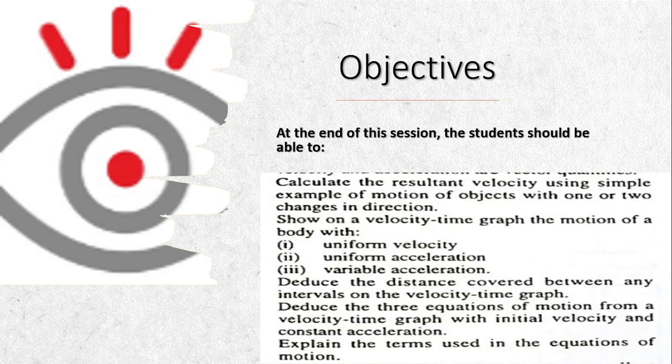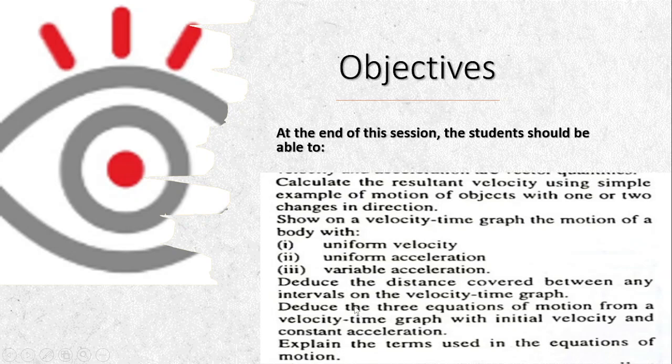At the end of this session, the students should be able to calculate the resultant velocity using simple examples of motion of objects with one or two changes in direction. Show on a velocity time graph the motion of a body with uniform velocity, uniform acceleration, variable acceleration. Deduce the distance covered between any intervals on the velocity time graph.